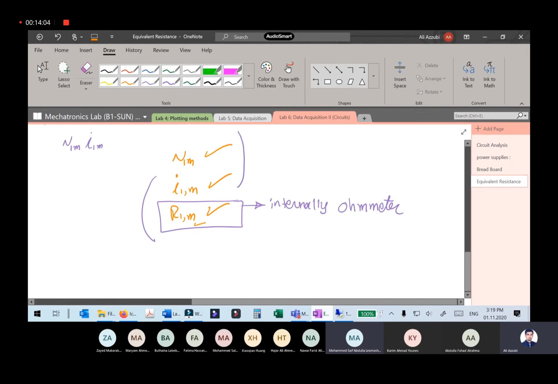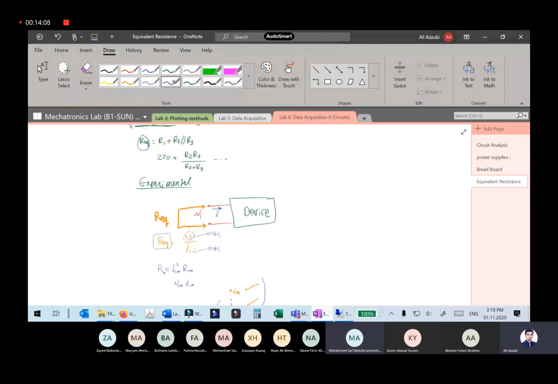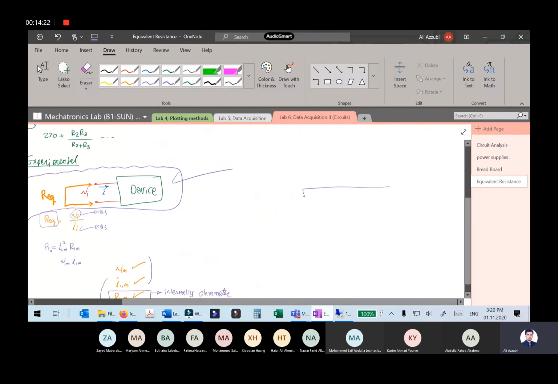Now I hope this is clear. My objective of all of this is that you can find an equivalent resistance of a device regardless of what is inside it. This is the point of this experimental approach. And it is used if I have a motor.